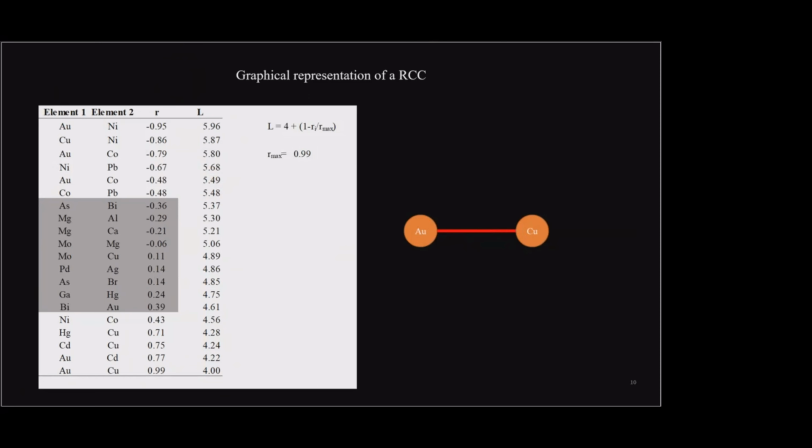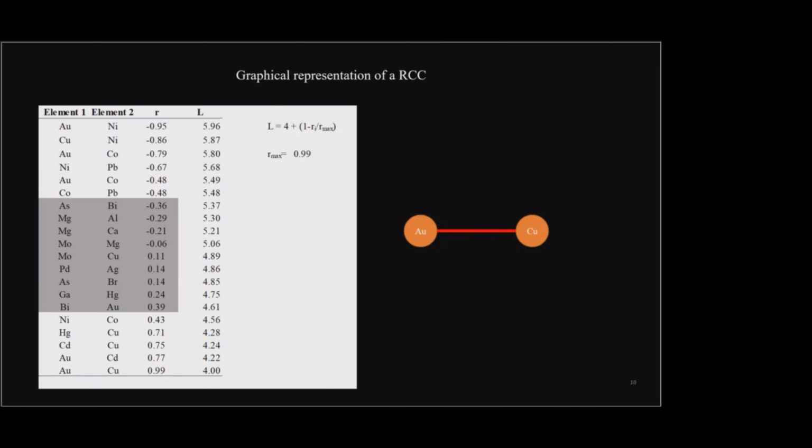The next element will be the gold with cadmium. We know that cadmium is 4.22 centimeters away from the gold, but that doesn't fix a point in space. We need to have 2 points in order to fix it. And if we look here, the cadmium also has a 4.24 distance from the copper. So it's 4.24 from the copper and 4.22 from the gold.